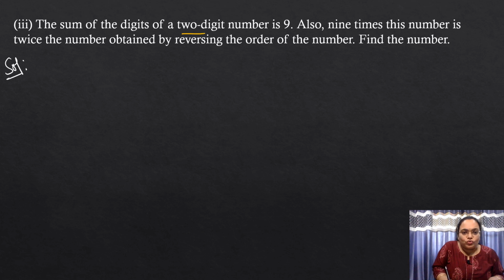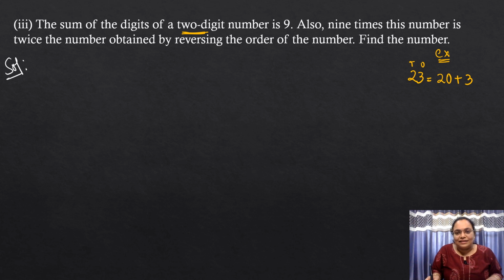See the 2-digit number. For example, if you take the number 23, you have studied in the lower classes the expanded form of 23. How do you write the expanded form? 3 is in the ones place and 2 is in the tens place, right? Now, how do you write it in the expanded form? You will write 20 plus 3. Correct? So, this is the expanded form for the number 23.